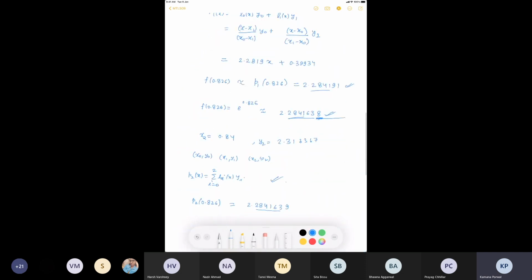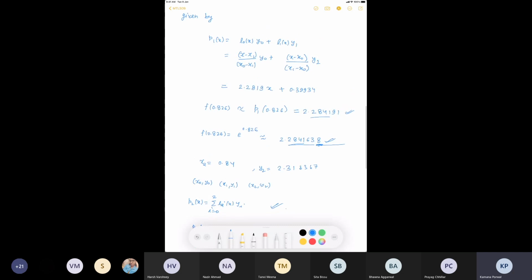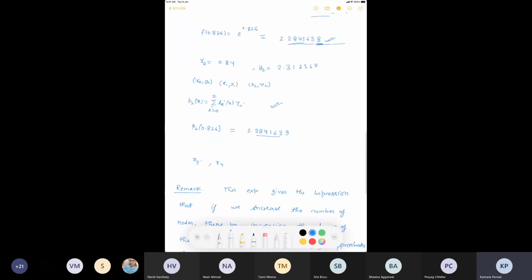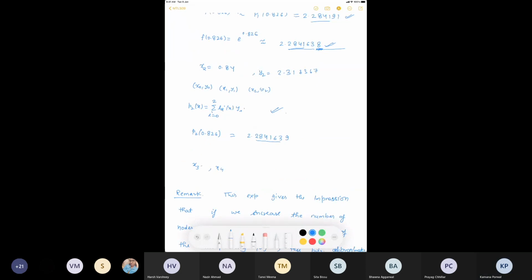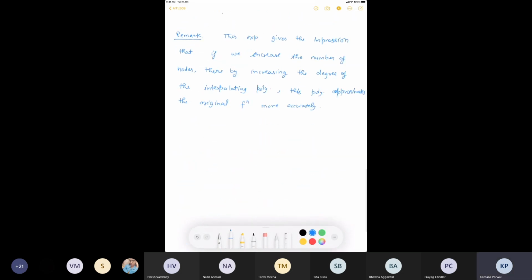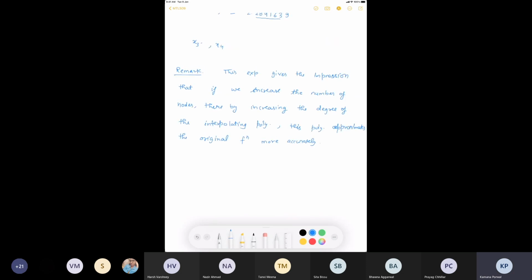For example, if you implement this on the computer, take the function as exponential of x, write the code for any general n, and increase the values of n as 1, 2, 3, that is, increase the polynomial degree, you can observe that the number of digits matching the exact value will increase. Okay, but this phenomenon is not true in general. We can observe this for this example, but in general, this is not true.